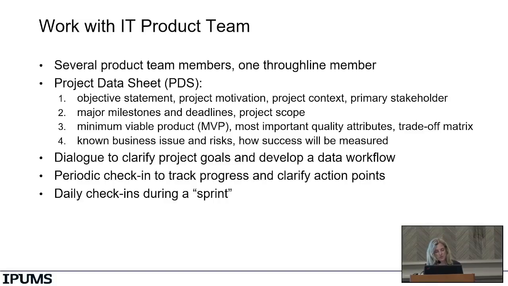Then they returned to us what they called an MVP, their minimum viable product that they could produce in the amount of time that they had, the most important quality attributes of that product, and also a trade-off matrix. Then we discussed together the known business issues and risks and how success would be measured. We had dialogue to clarify project goals and develop a data workflow, and this was really, really useful to me. There were periodic check-ins across the months as they worked on this to track progress and to clarify action points. And then when they were in what they call their sprint, the last 2 weeks before the product was ready, we had daily check-ins.